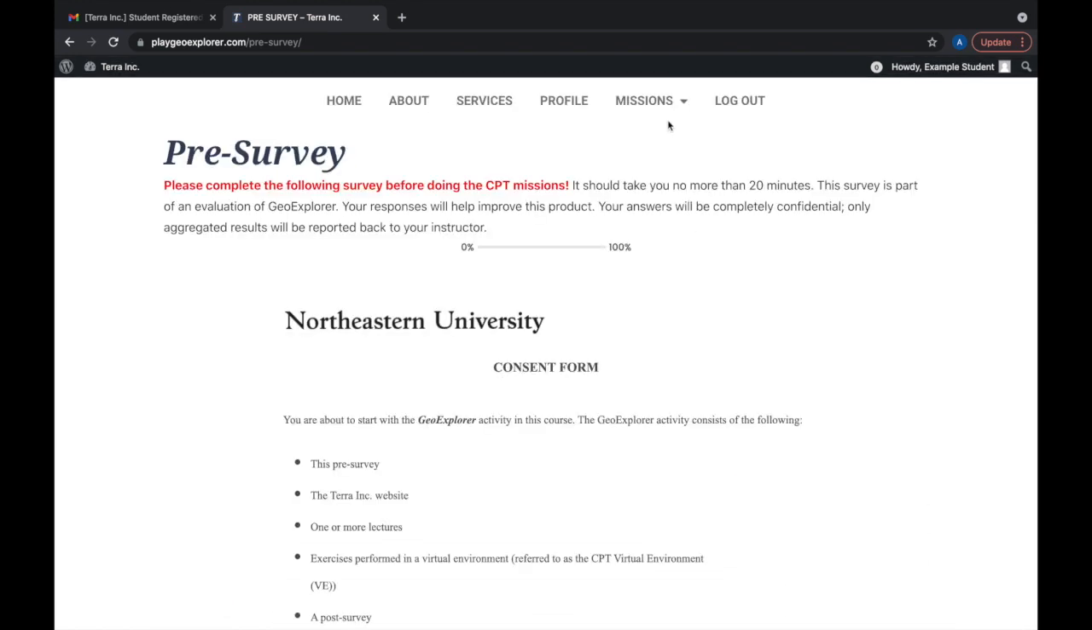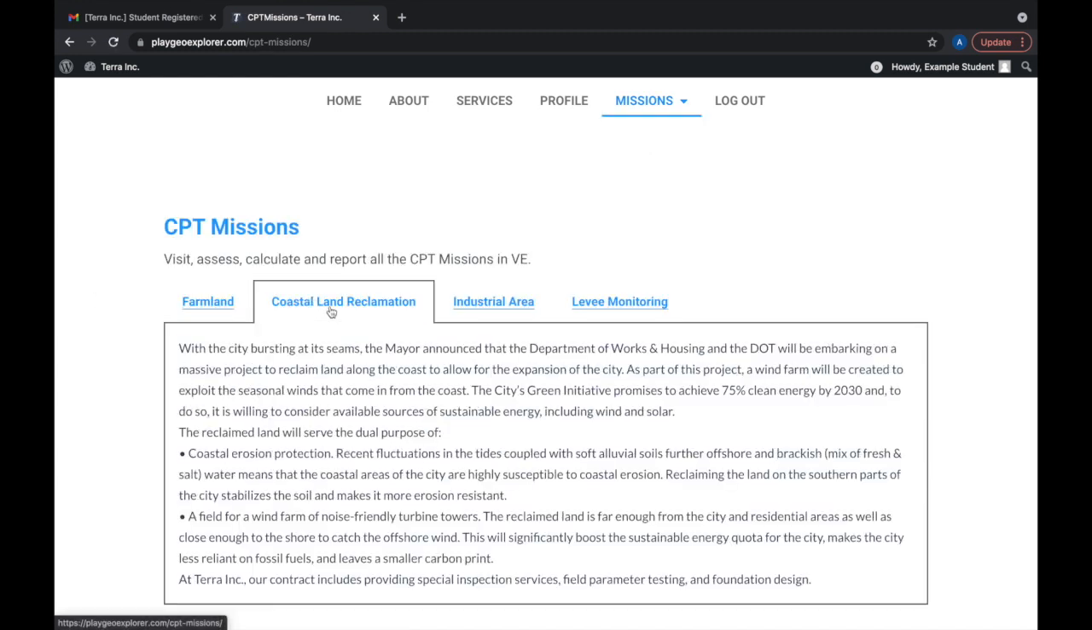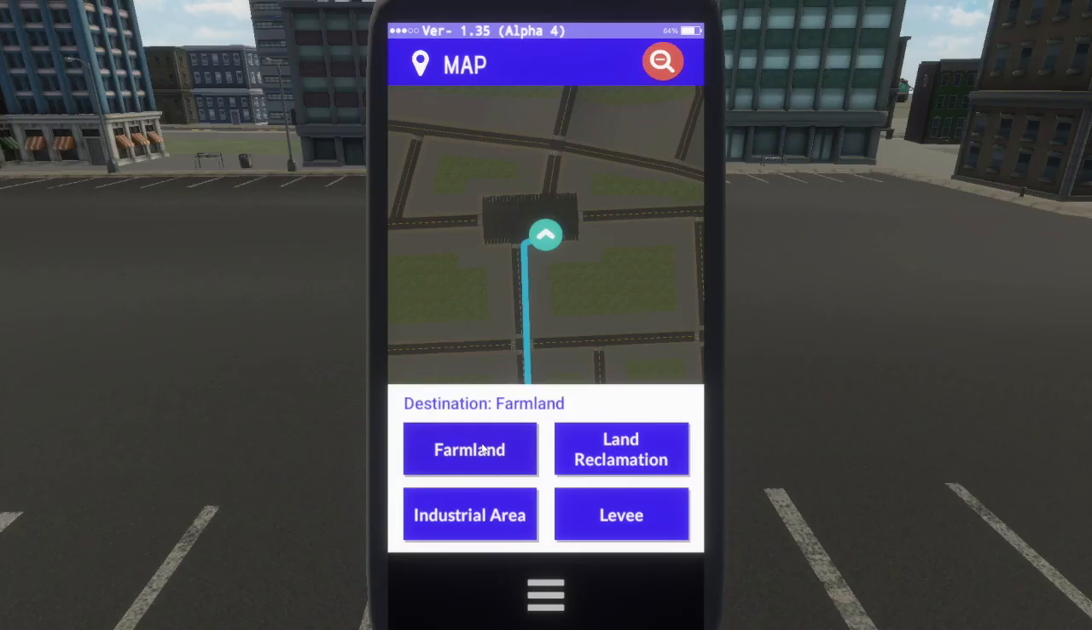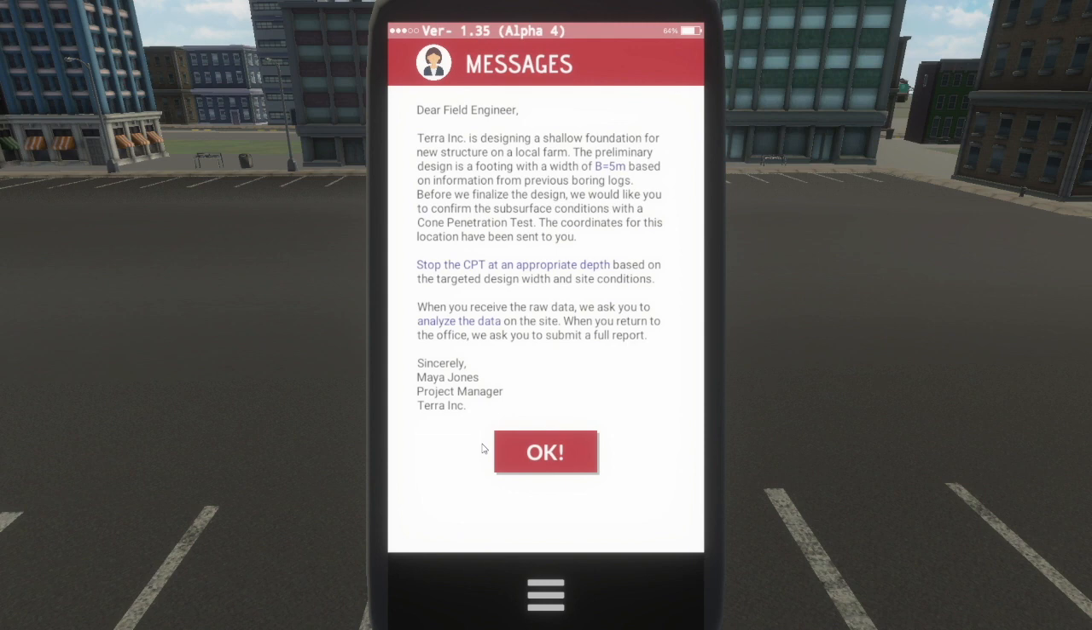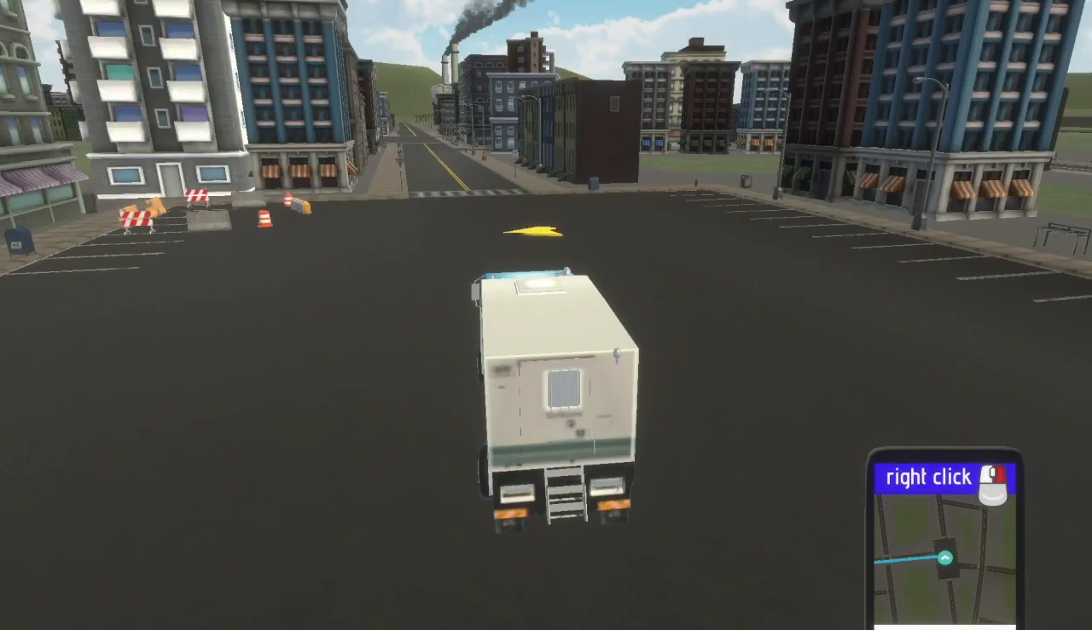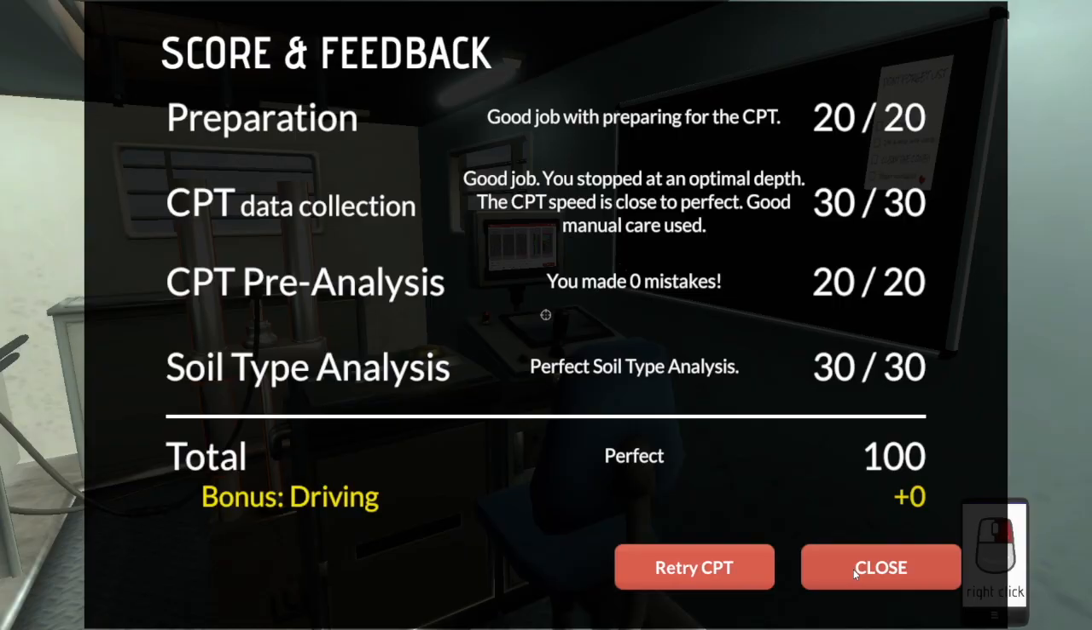To further this link to real-life problems and engineering challenges, the 4 missions that students can experience in-game are contextualized on the website and in the game. Project Manager Maya Jones sets the scene for the site investigation that students must complete. Students use engineering judgment and the information they learned in the classroom to figure out how deep to run the cone penetration test and receive feedback on their choices.